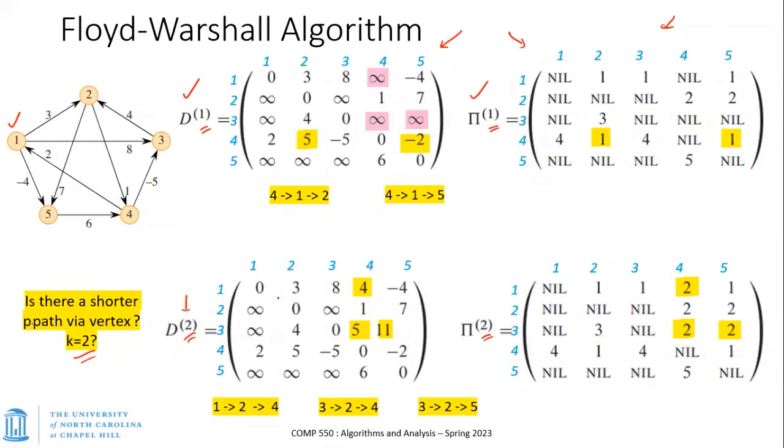If we go from 1 to 4 via 2, let's look at this particular path. Earlier there was no way to get from 1 to 4. So we're going from 1 to 4, j is equal to 4, and we had so far used 1 itself, and now we're going to use 2, k is equal to 2. And so 3 plus 1 is equal to 4. So clearly there is a shorter path, and the predecessor to get to 4 is going to be 2.